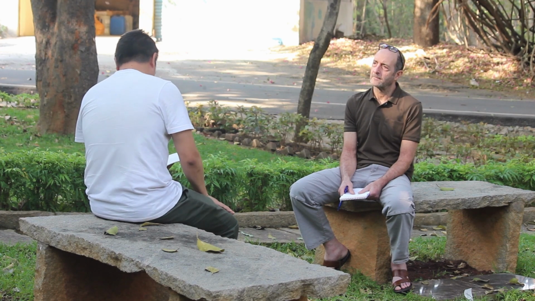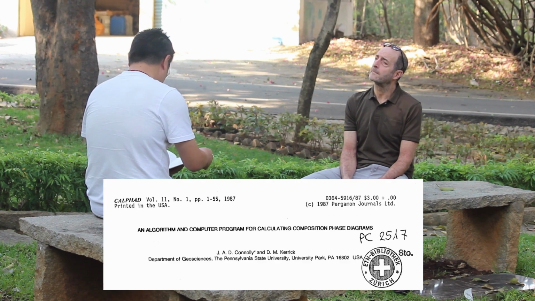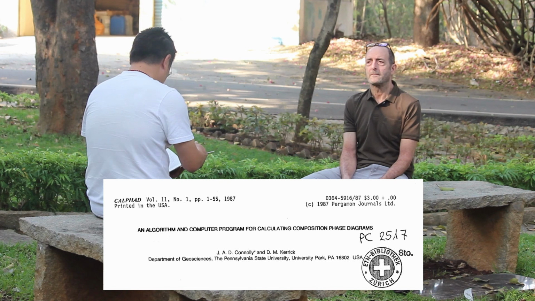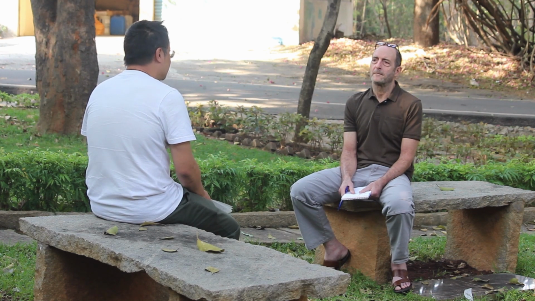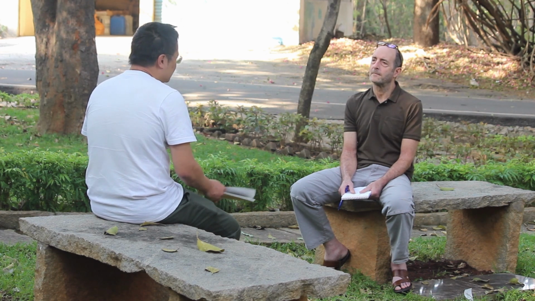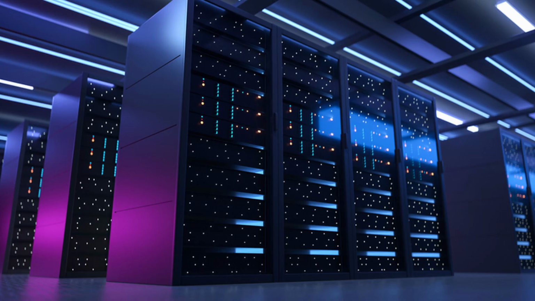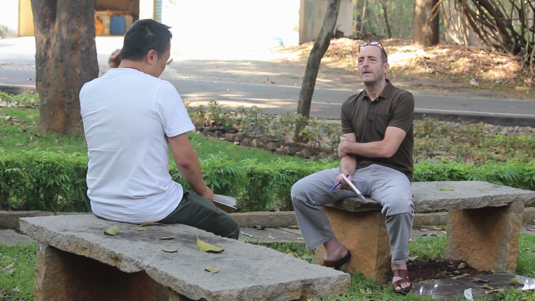Jimmy, since your first paper in 1987, an algorithm and computer program for calculating composition phase diagrams. So that was in 1987, and were there still computers at that time? I mean, now we have very fast computers, but how was it like developing?